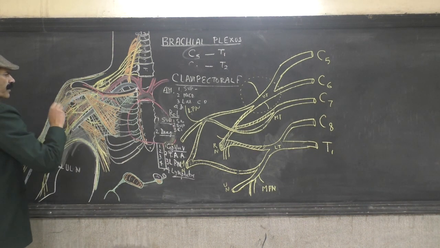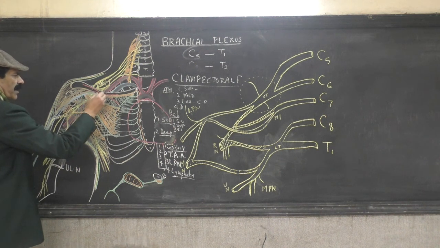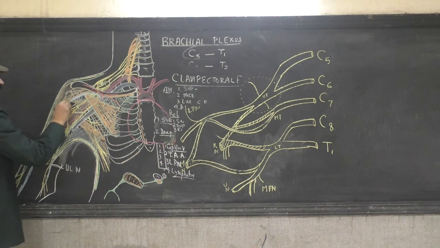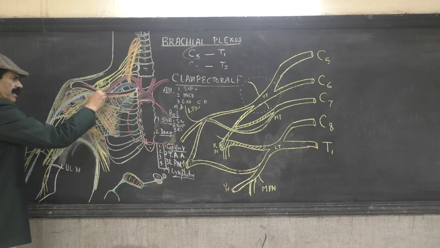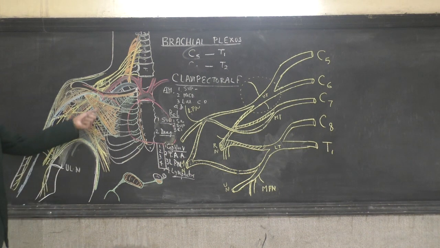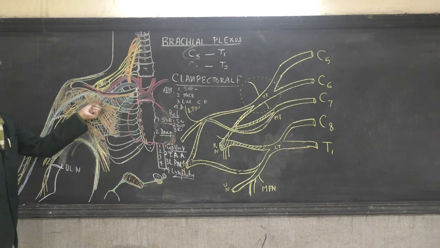It reaches up, and here it pierces the deep fascia, that is the clavipectoral fascia. And this cephalic vein then opens into the axillary vein here, because the axillary vein lies deep to the clavipectoral fascia. So this is the cephalic vein opening into the axillary vein.